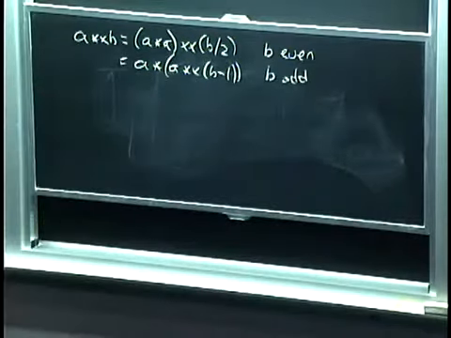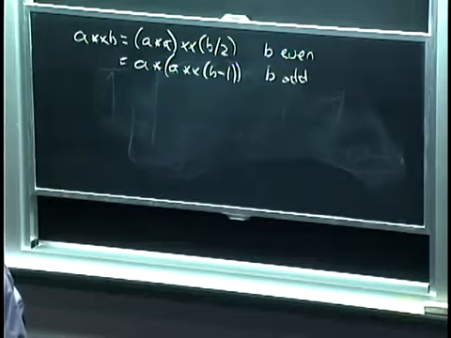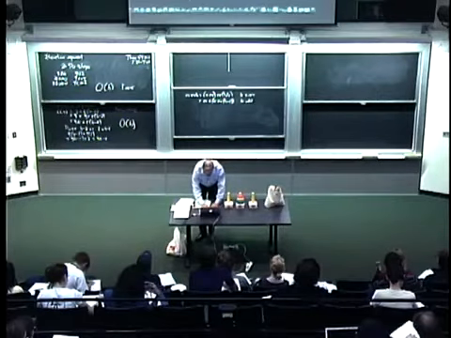Multiply a by a to the b minus 1. And that's nice, right? Because if b was odd, then b minus 1 is even, which means on the next step, I can cut the problem in half again. Okay? All right. exp3. So you can see right here.